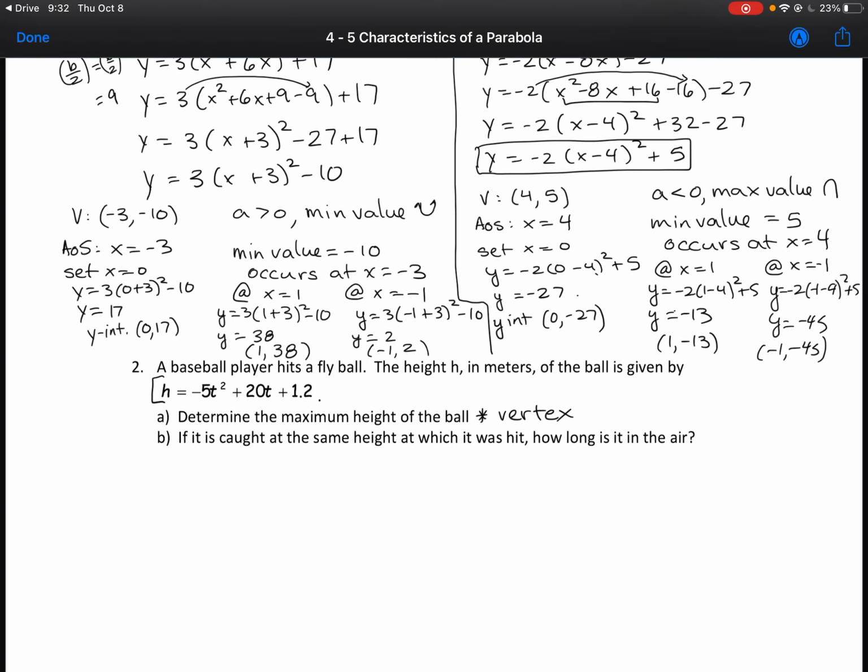Anytime you're asked to find the maximum or minimum, you should always think about looking for the vertex of the parabola. In this case, our equation is given to us in standard form, so we're going to have to change it into vertex form first. In order to do that, I'm going to complete the square, which means I have to factor out my a term from the first two terms of my equation.